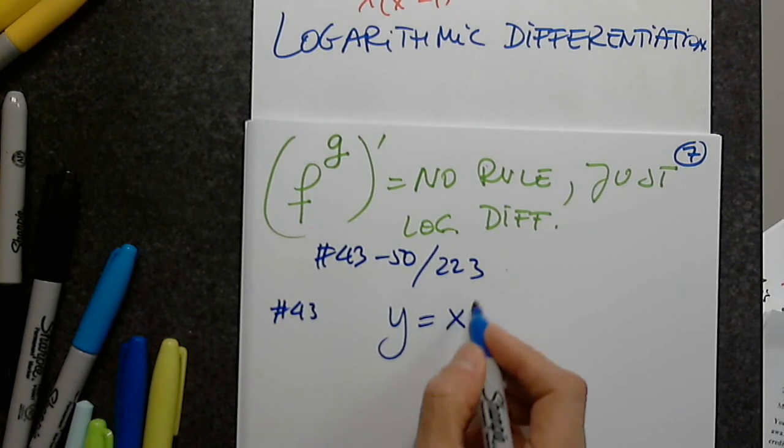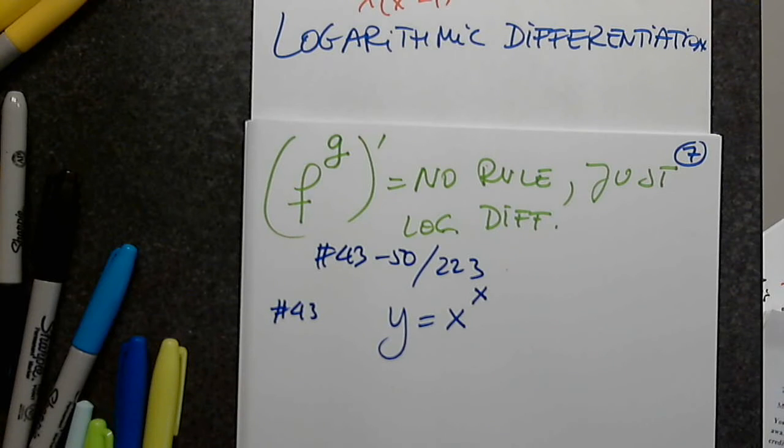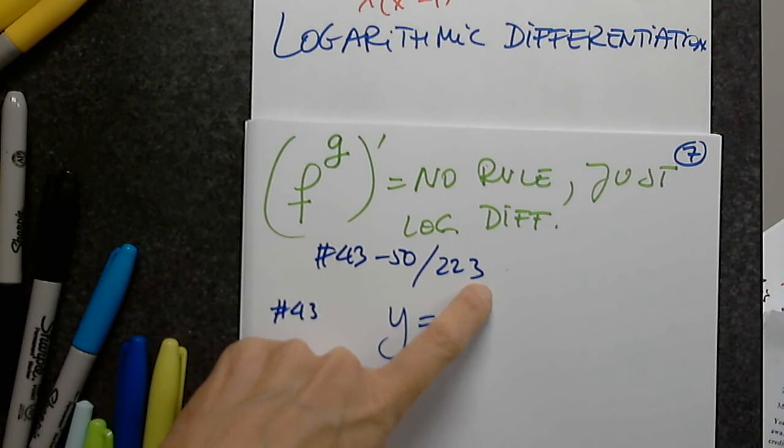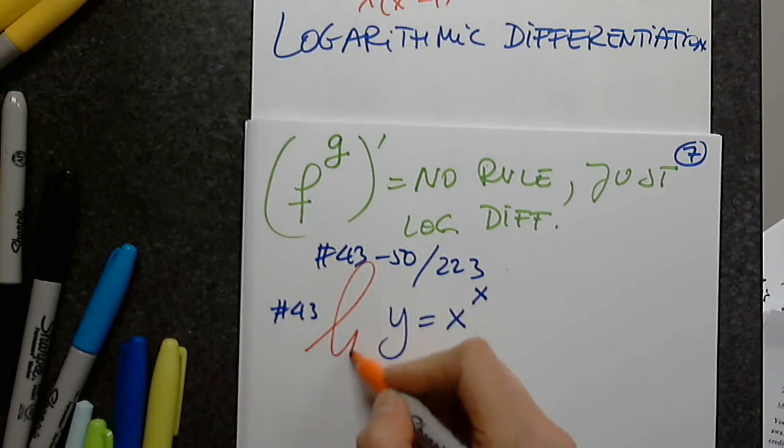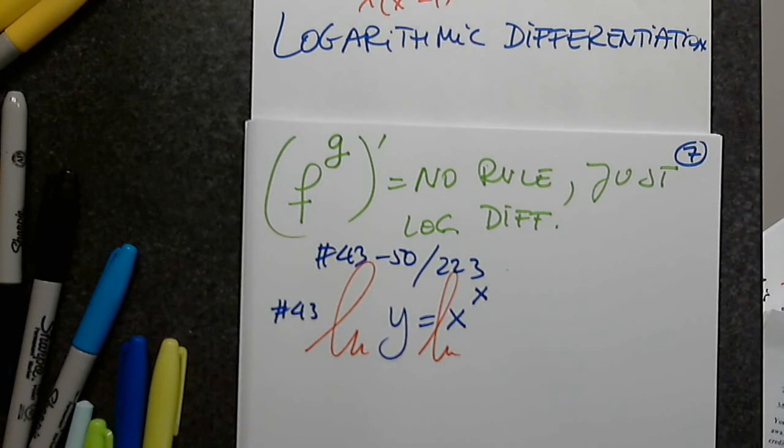Y equals x raised to x. I know how to differentiate x to the 5th power. Bring the power in front and subtract 1 from the power. But a function raised to another function has no rule. I have to apply natural log to both sides. Natural log to this side and natural log to this side.